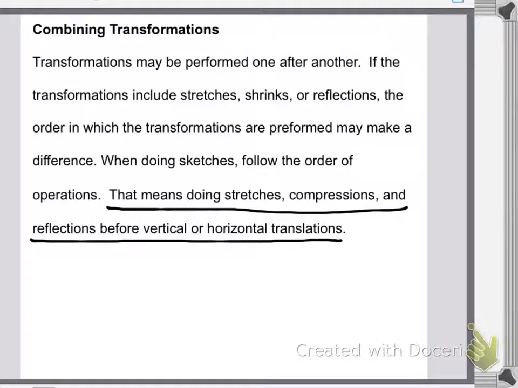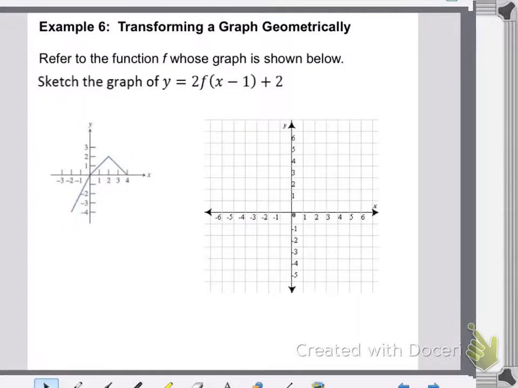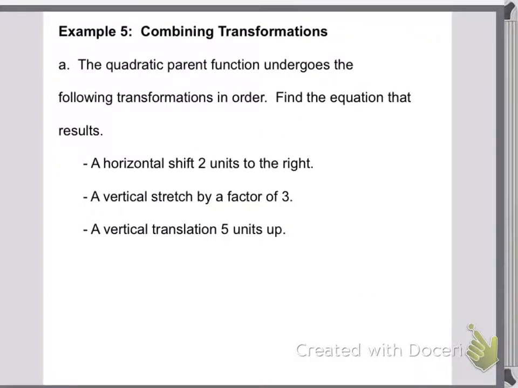Combining transformations, so we can do shrinks and shifts, stretches and shifts, reflections and shifts, all that stuff that we've done before. I kind of went out of order, but example 5 talks about the quadratic parent function. Now guys, the quadratic parent function is y equals x squared. Okay, quadratic means x squared. We have to do these transformations in order. So they want us to find the equation that results.